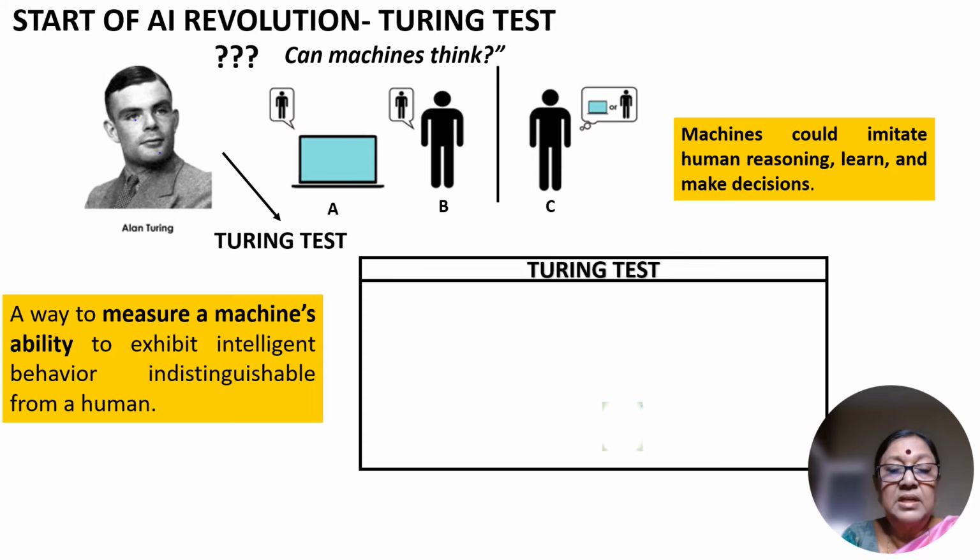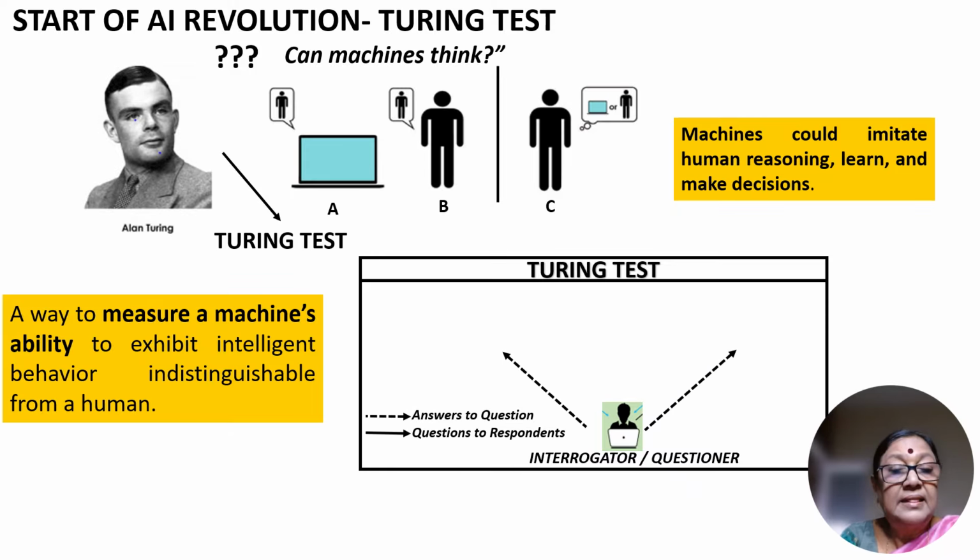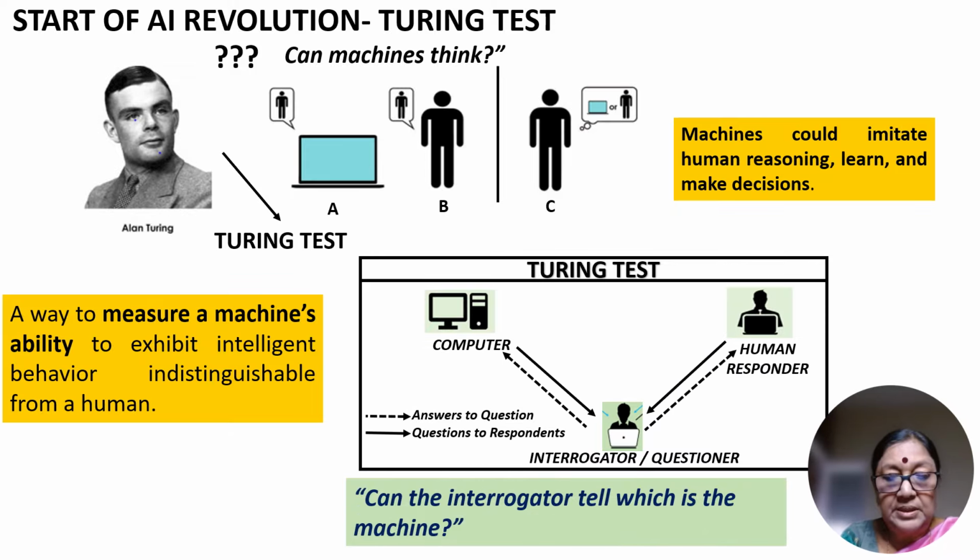So what is this Turing test? You have actually three people here: the interrogator, or the questioner, or the judge, and then you have the computer, a computer with a software program, and then you have the human responder. Now the questioner asks a series of questions to both the computer and the human responder, and they have to reply.